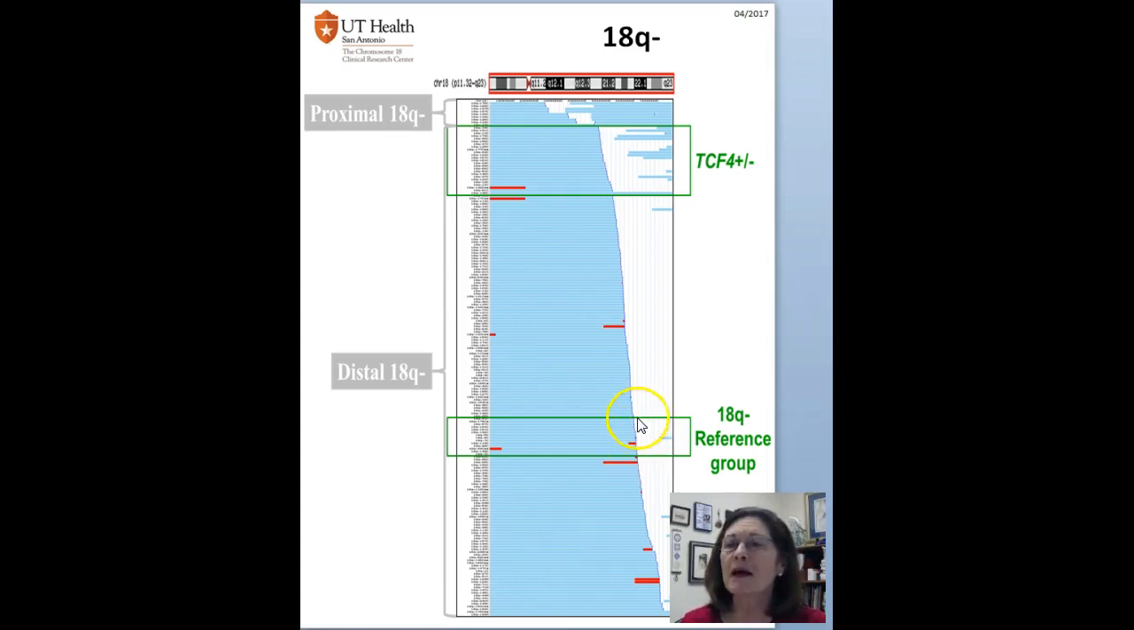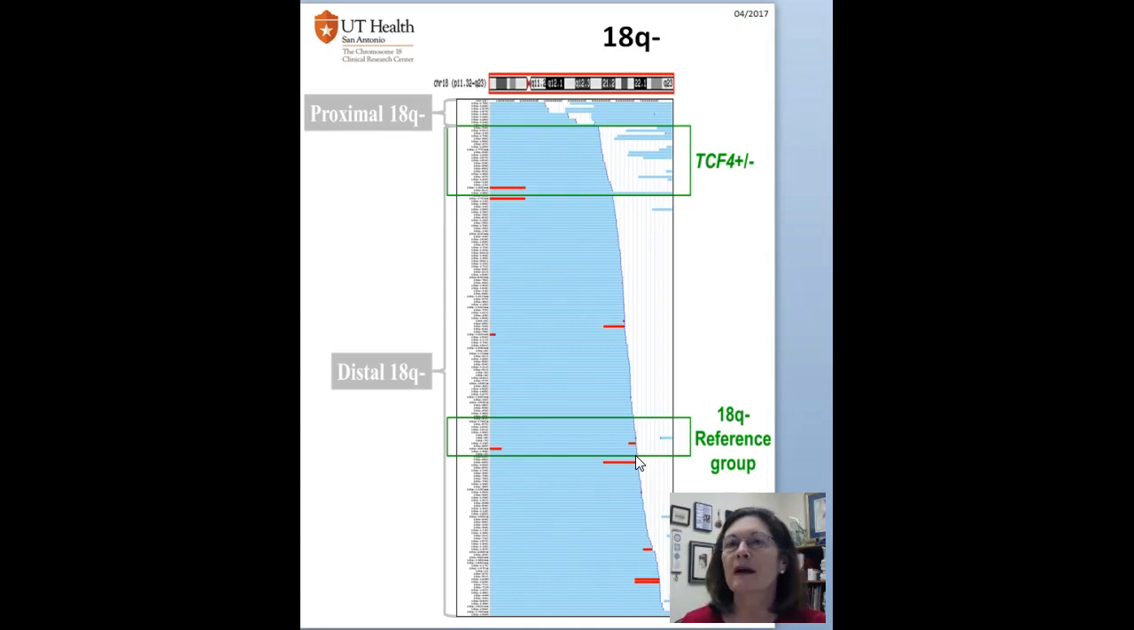And you can see about half of the people with distal 18q- without TCF4 deletion have a little bit bigger deletion, and about half have smaller deletions. So we'll be talking here about the reference group. And again, it's just a reference point, kind of a midpoint. We were just lucky that there happened to be a big gap between genes here so that we could create this group.